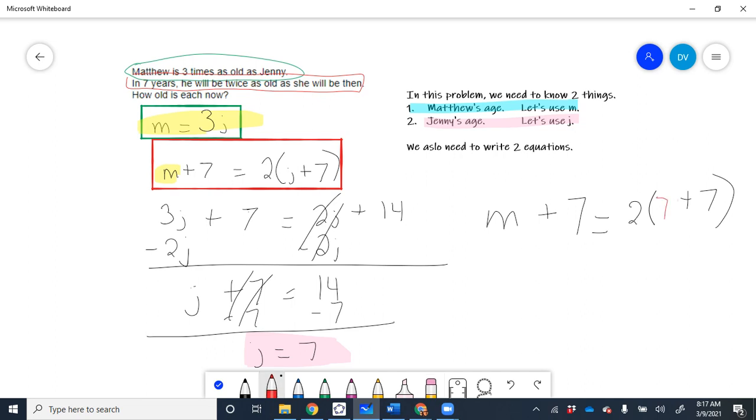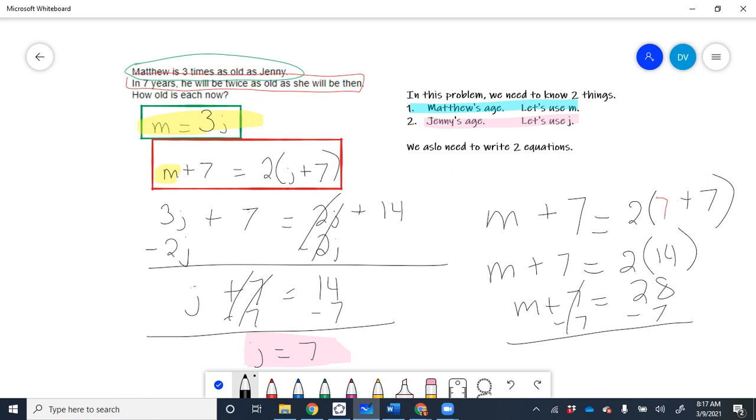If I erase that and put a 7 there, it doesn't really matter if I use a different color or not. Then I'm going to have M plus 7 is equal to 2 times 14. Well, 2 times 14 is 28. So M plus 7 is equal to 28. And since they have added 7, we want to subtract 7 from both sides. We'll now get the M by itself, and M is equal to 28 minus 7, which is 21.